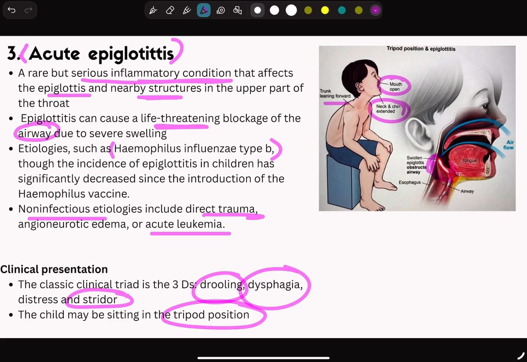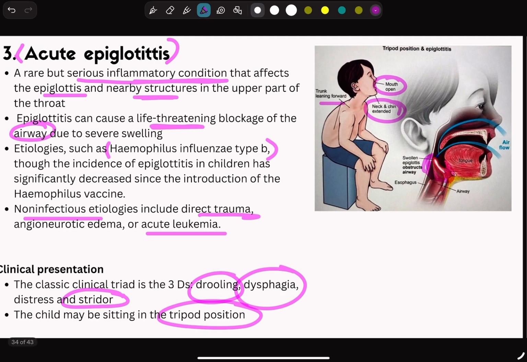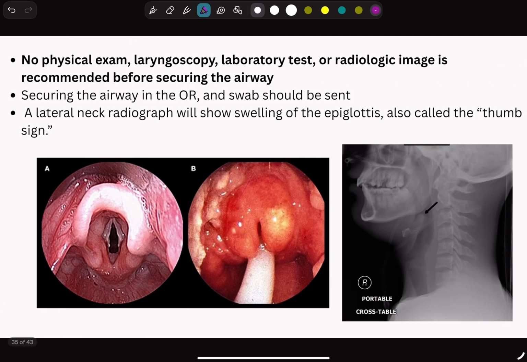They do this position in order to get the air inside. These patients need emergent attention and management. So we should avoid any examination, like throat examination, because that would really cause them to get irritable and the airway might close off. So we need not to do an examination at all until we secure their airway.